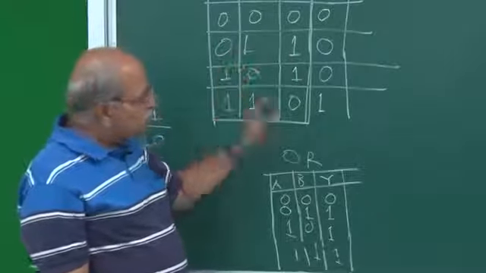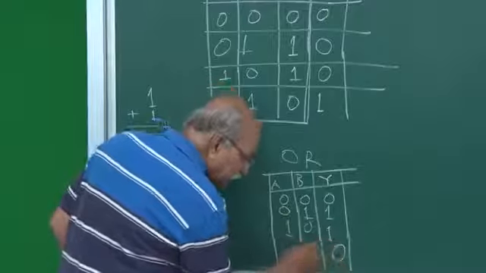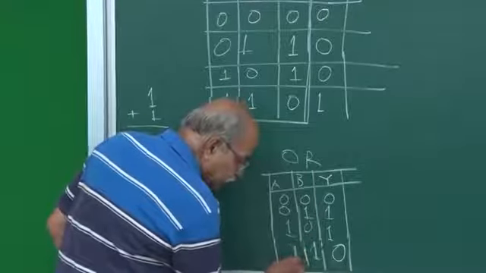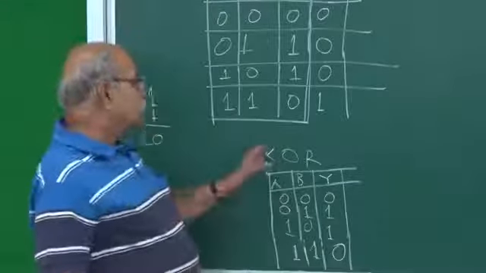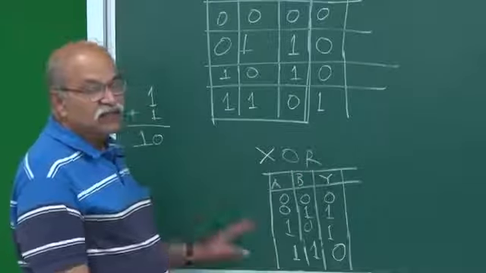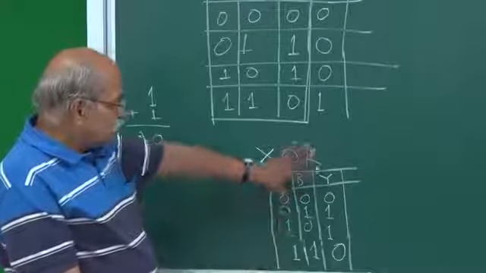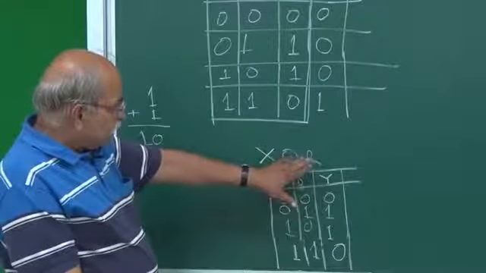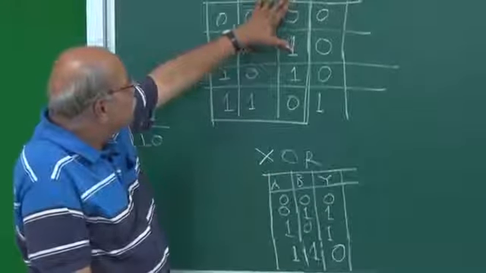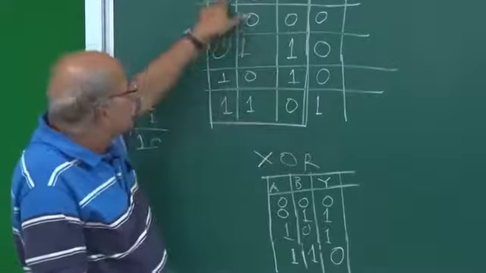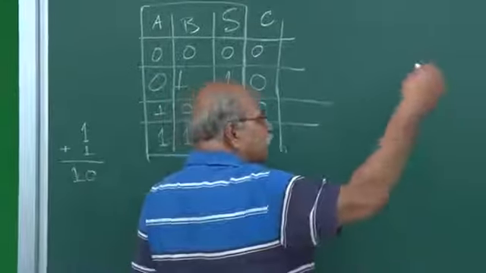Now, this also has a special name. If you make this output 0 here, this is known as exclusive OR, and it is written as XOR. This is called exclusive OR or XOR. So, this is also a kind of gate, and it is important. So here, the sum is nothing but XOR of A and B. How to implement that? Let me tell you the circuit and then we will check it.